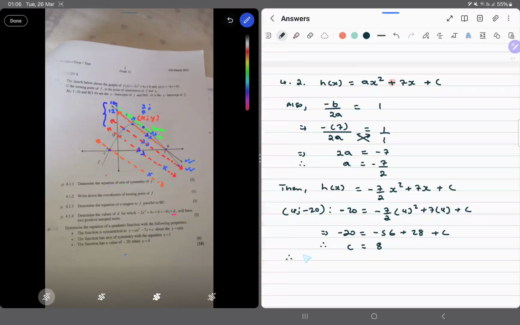So therefore, h of x is equal to minus 7 over 2 x squared plus 7x plus 8. So that's the equation of our function.